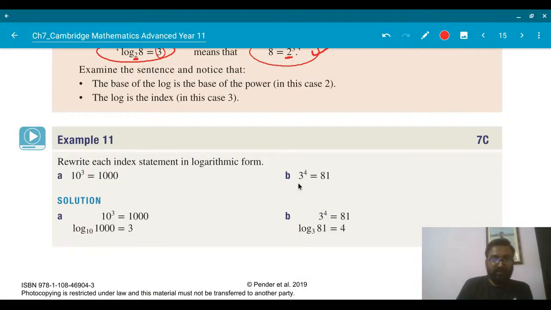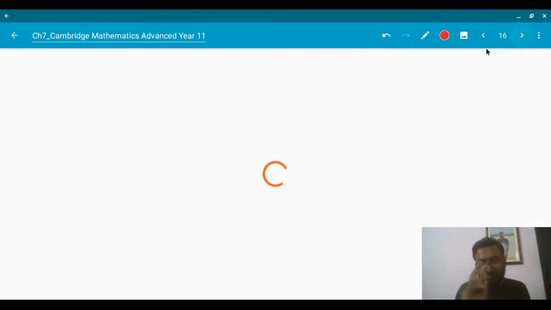So here you can convert. It is 10 power 3 is equal to 1000. So therefore log 1000 base 10 is equal to 3. So log 81 base 3 is equal to 4. A little bit of conversion only.